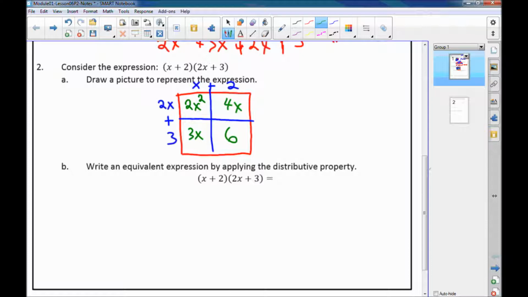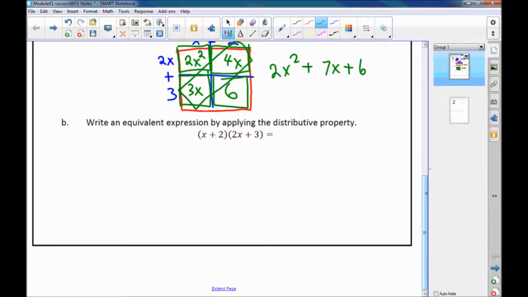So I found the area of each one of these separately. The first rectangle up here was 2x times x, so that gives me 2x squared. The second one was 2x up and down and 2 that way, so that gives me 4x. And then 3 up and down and x that way, so 3 times x for 3x. And 3 times 2 gives me 6 for that area. Combine them together, we're going to get 2x squared. Once again, these two are the same. So plus 7x and then plus 6.